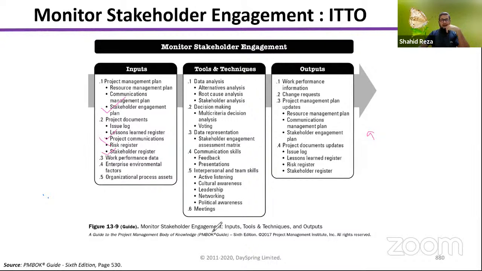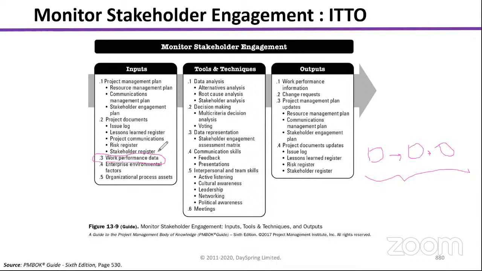And there is a new thing we are seeing here, work performance data. Can you remember? I explained this, data, information, and knowledge, in the first chapter. Data, information, and knowledge. And I have given an example. There are three things we will frequently see in the PMBOK in different processes: work performance data, work performance information, and work performance report. These three terms we will frequently see.